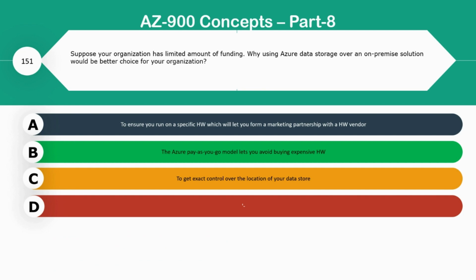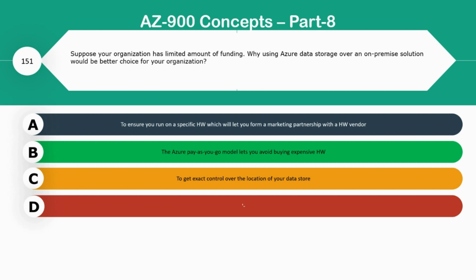Next question, suppose your organization has a limited amount of funding. Why would using Azure data storage over an on-premises solution be a better choice for your organization? The options are: to ensure you run on specific hardware, which will let you form a marketing partnership with the hardware vendor, something like Dell, Microsoft or any other. Next option is the Azure pay as you go model lets you avoid buying expensive hardware, that is upfront investments. Option B, to get exact control over the location of the data store.